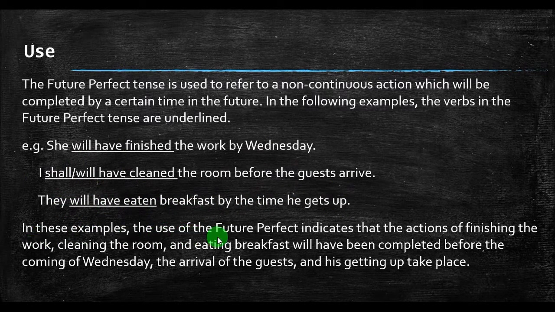So in these examples, the use of future perfect indicates that the actions of finishing the work, cleaning the room, and eating breakfast will have been completed before the coming of Wednesday, the arrival of the guest, and his getting up take place. So you see, इन तीनों एग्जाम्पल्स एंड टेंसेज में जो काम है वो किसी स्पेसिफाइड टाइम से पहले पूरे कर लिया गया है. जैसे कि काम खत्म कर लिया बुधवार से पहले, ठीक है, कमरा साफ कर लिया मेहमानों के आने से पहले, और उन्होंने नाश्ता कर लिया उसके उठने से पहले. सो इस सेंस में फ्यूचर परफेक्ट टेंस इस्तेमाल किया जाता है.